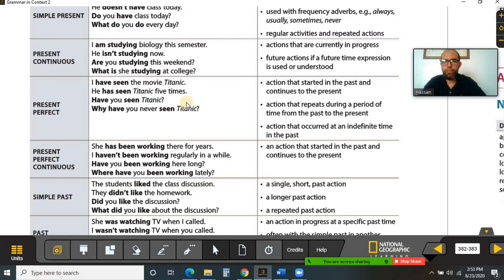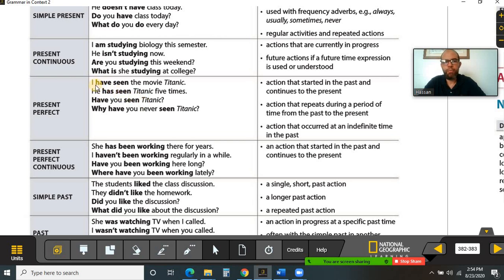The present perfect takes this form: have or has as auxiliary verbs plus the past participle. I have seen the movie Titanic. He has seen Titanic 5 times. The negative form is formed by just adding not to the auxiliary. I have not seen, he has not seen.